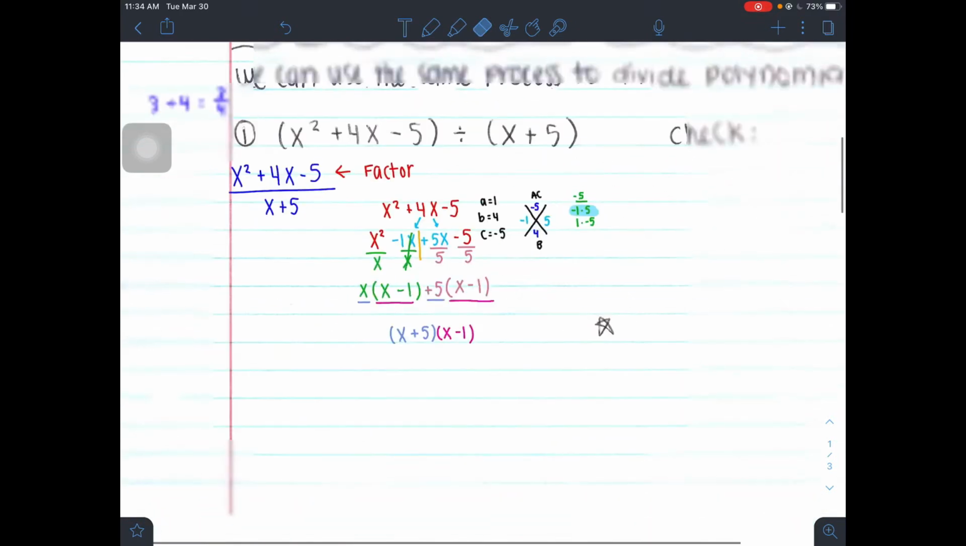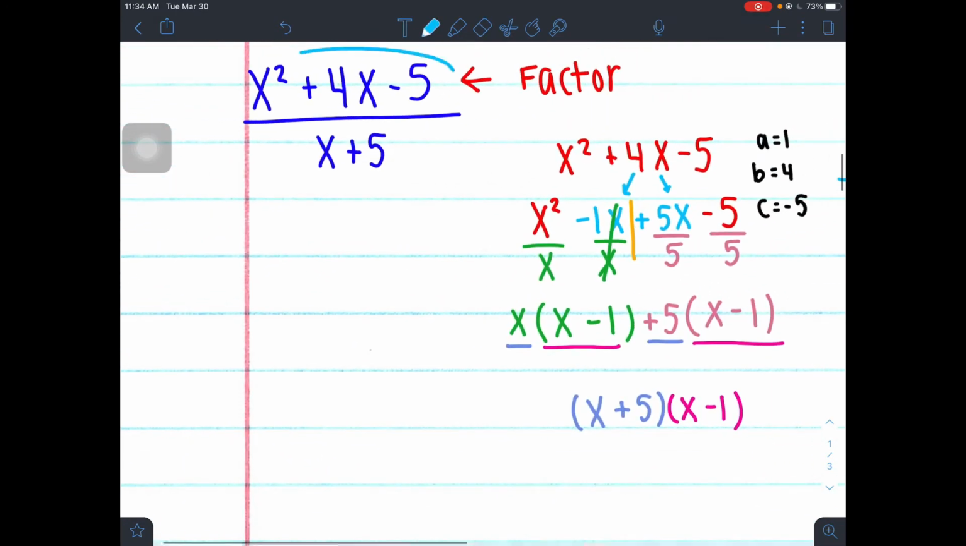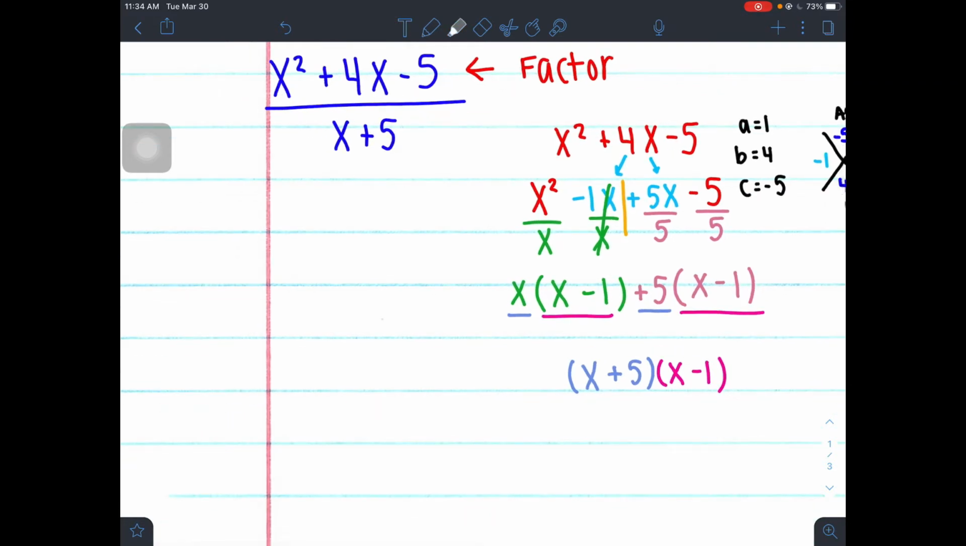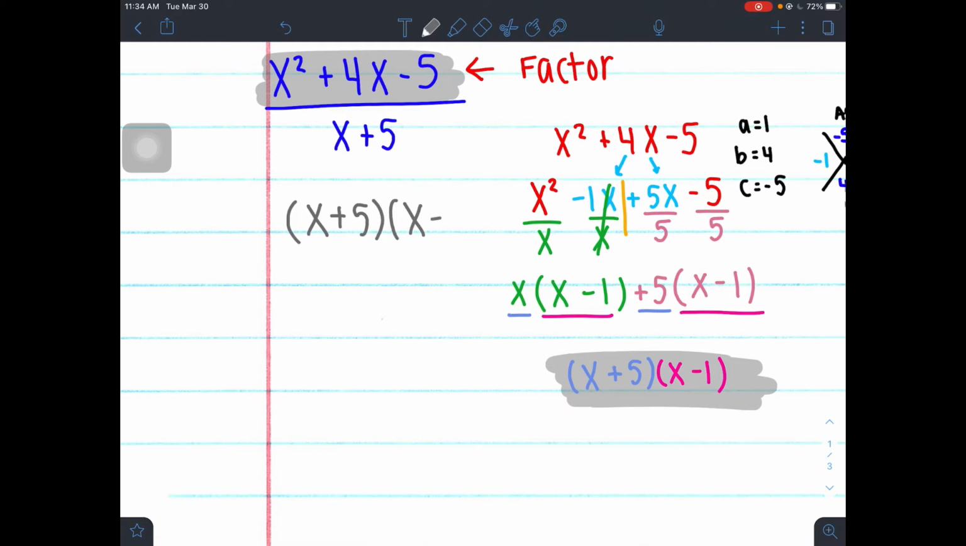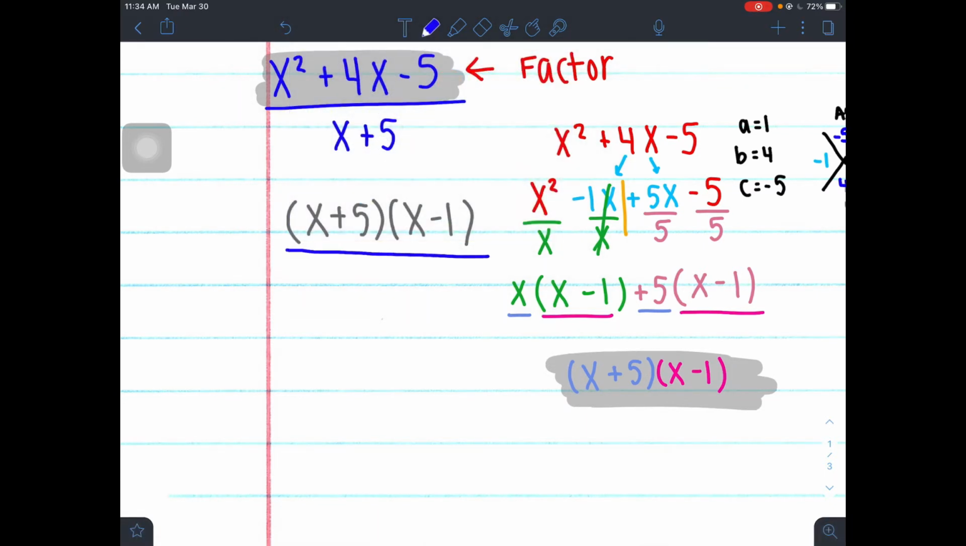Okay, well, that's not our final answer, though, because I'm trying to divide here. So I just proved that this and this are the exact same thing. So let me go ahead and rewrite this fraction. So we have x squared, we have x plus 5, x minus 1 in the top now, in the numerator, divided by x plus 5. Okay, so this is our final step.